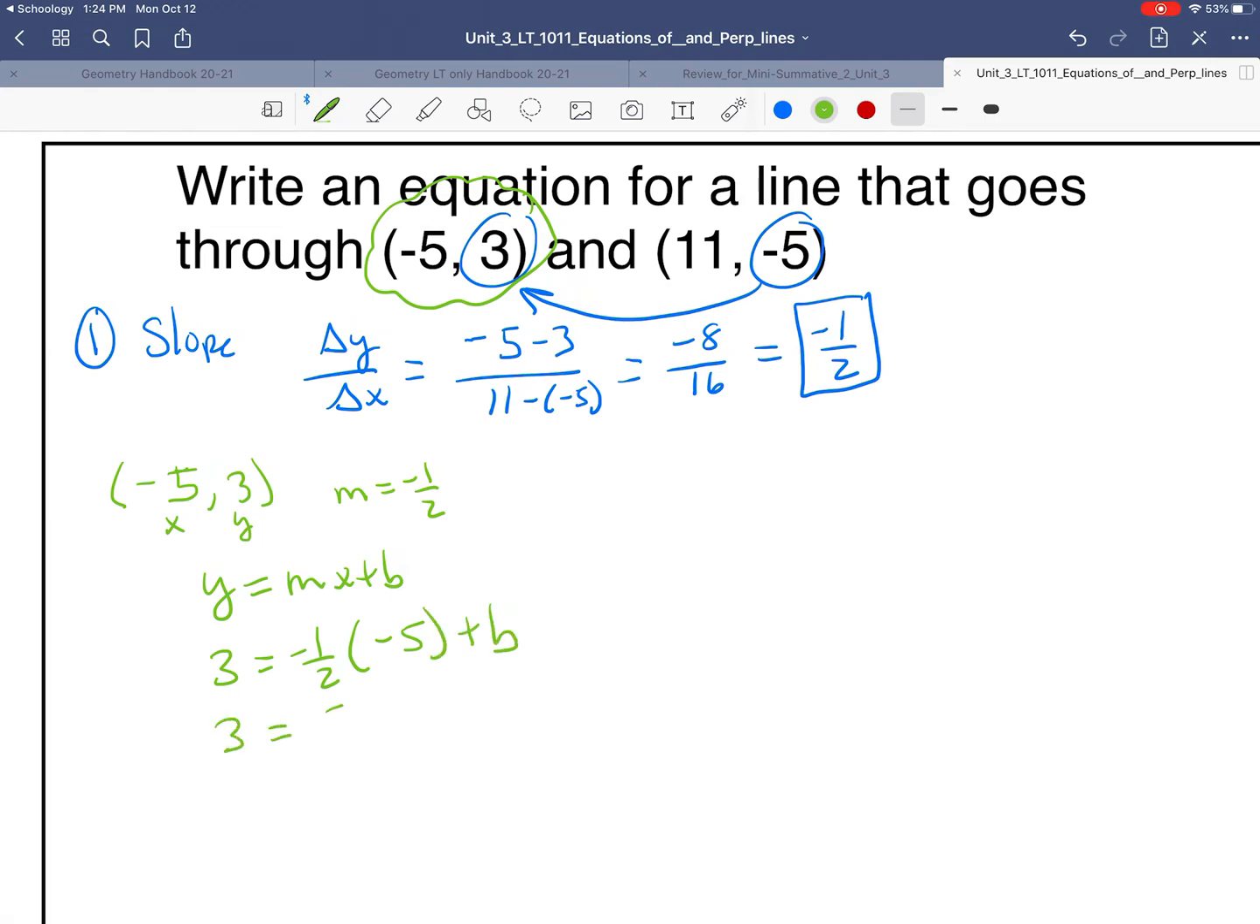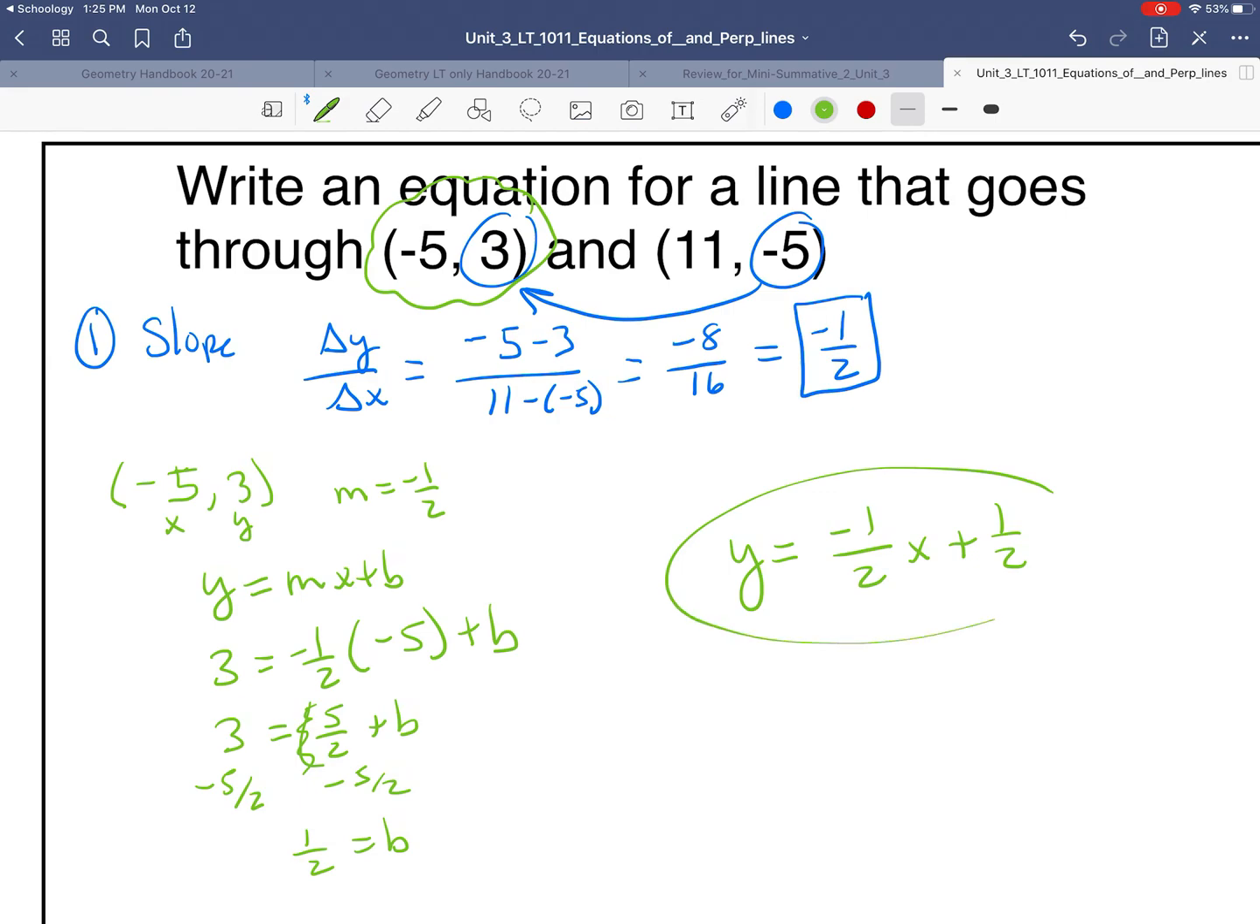So this gives me 5 over 2 plus b. I'm going to subtract 5 halves. So I get 3 minus 5 halves, which gives me 1/2. Feel free to use a calculator if you want. So I know my y-intercept is 1/2. So that is y equals -1/2 x plus 1/2. And that's how you get an equation.